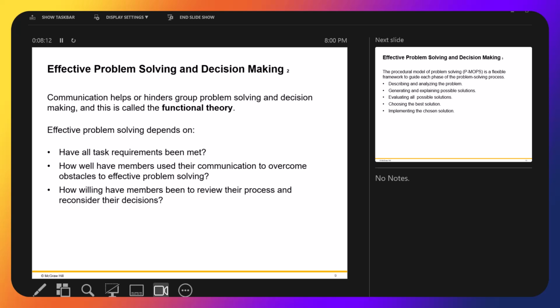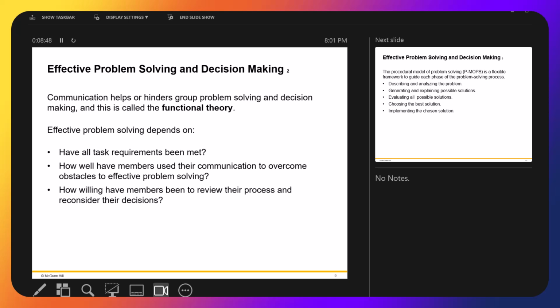Effective problem solving and decision making. Communication helps or hinders group problem solving and decision making, and this is called functional theory. Effective problem solving depends on how well task requirements have been met. How well have members used communication to overcome obstacles to effective problem solving? How willing have members been to review the process and consider their decisions? So again, this is where you bring everybody together and sit down. Did we do what we set out to do?